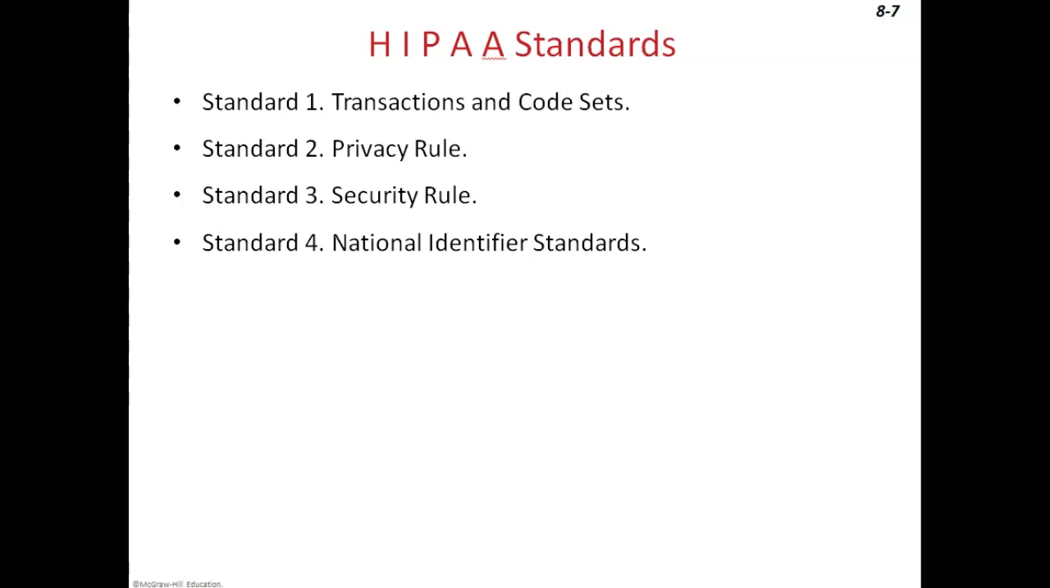Standard number 3, the security rule. Security refers to those policies and procedures that they're using to protect electronically transmitted and stored PHI from unauthorized access. How are they keeping it safe? What those policies are. And standard number 4, national identifier standards. In this, they'll provide unique identifiers for electronic transmissions.